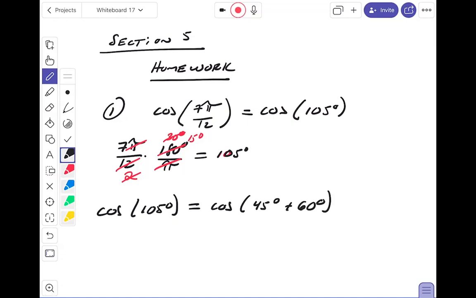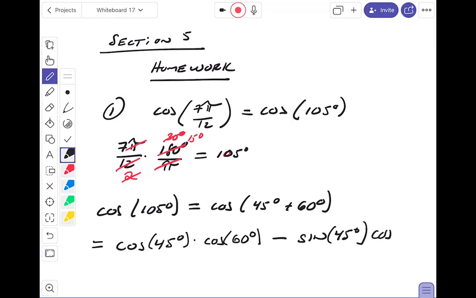All right. I'm going to use a sum formula. What's it going to be? Cosine 45 degrees, we'll look at the answer later, times the cosine of 60 degrees, minus the sine of 45 degrees, cosine, I'm sorry, I'm just daydreaming. All right. Sine of 60 degrees.